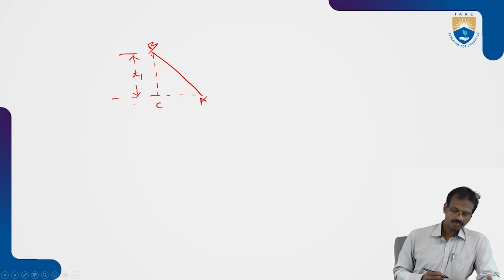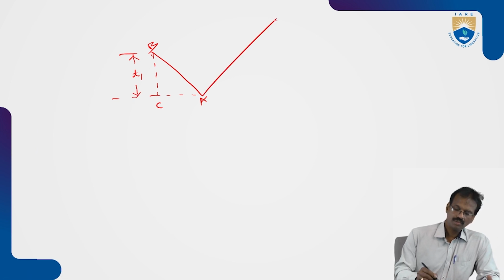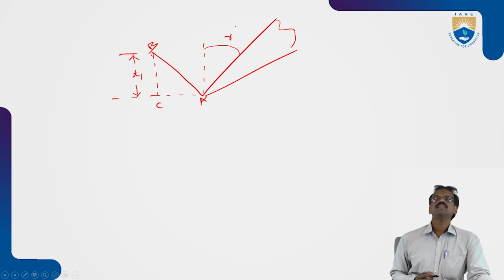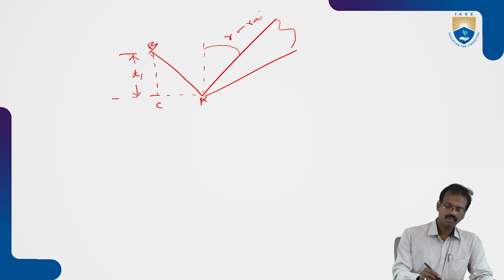So this one is the cutting line. If you extend this one that touches this C, this width is equal to the uncut chip thickness T1. This one is the tool face. The angle between the reference line and the tool face is gamma or alpha, anything; that is the rake angle.